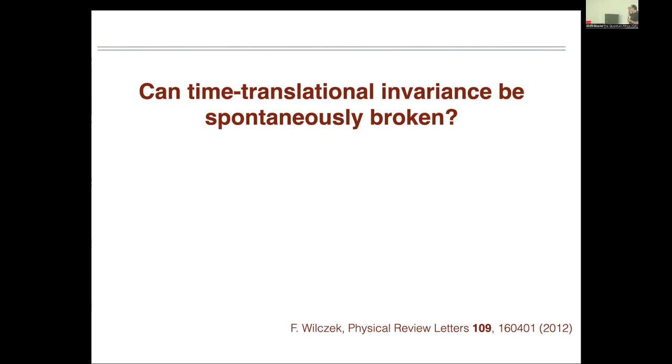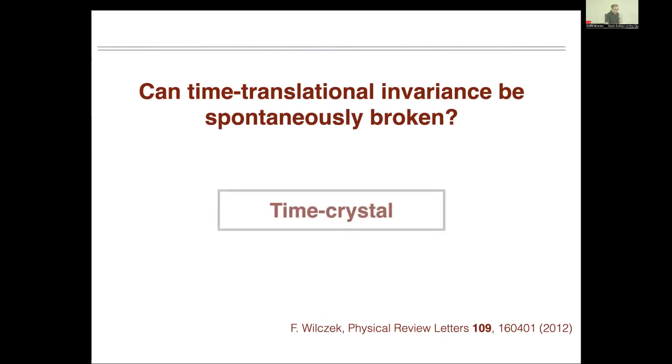So he said, okay, I have a system. It can be either classical or quantum, but we will talk about quantum. Is it possible to have a situation in which time translational invariance is spontaneously broken? If I have space translational invariance which is spontaneously broken, this is just a crystal. So if I have a transition between a liquid and a crystal, it's space translation which is broken. What happens, or if it's possible, what happens when time translation is broken?